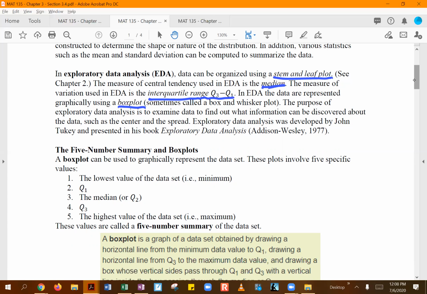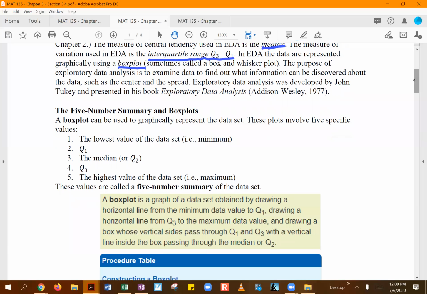But basically the idea is using these EDA techniques, we're of course trying to figure out what information we can discover from our data. What is it telling us about where the center of our data is, what kind of spread we are looking at, or what kind of variation, dispersion. And they're just talking about how EDA was developed by John Tukey, and this was presented in the book of the same title, Exploratory Data Analysis.